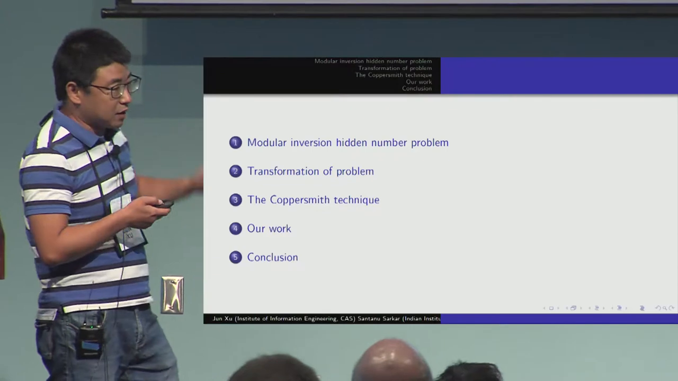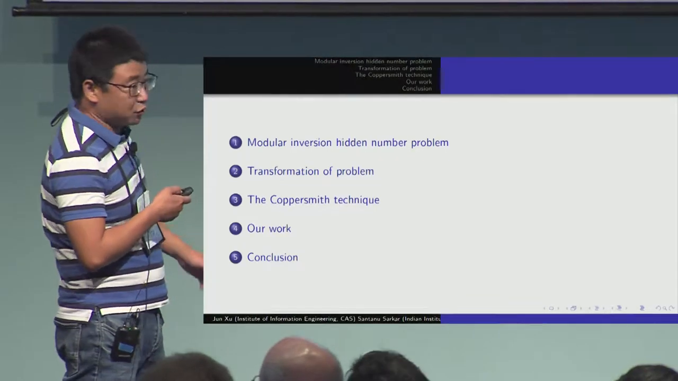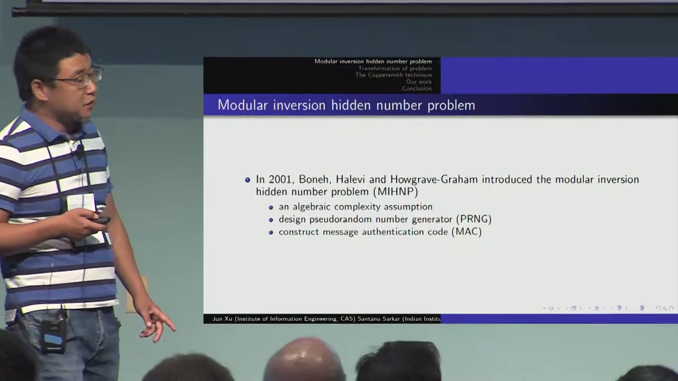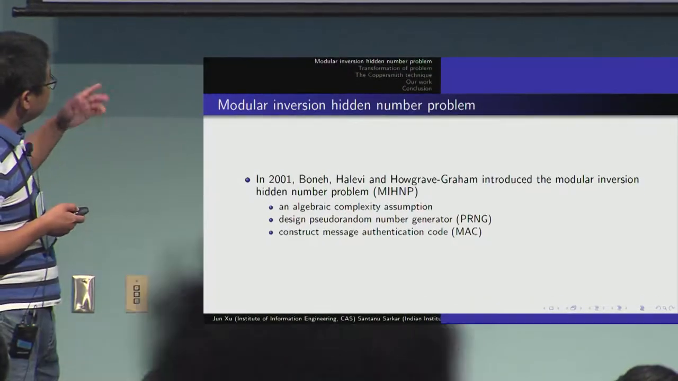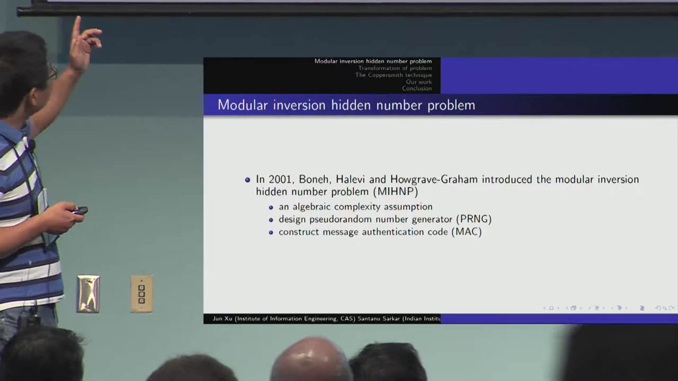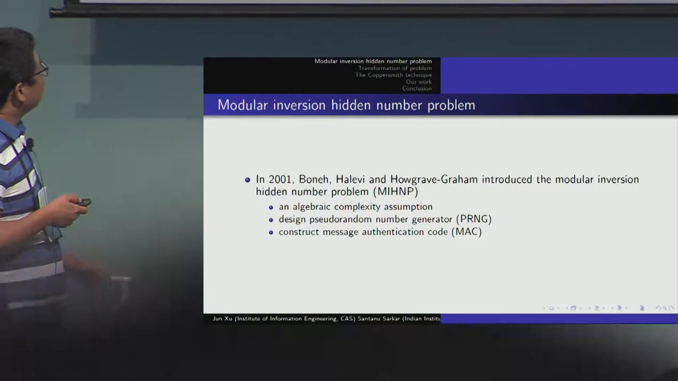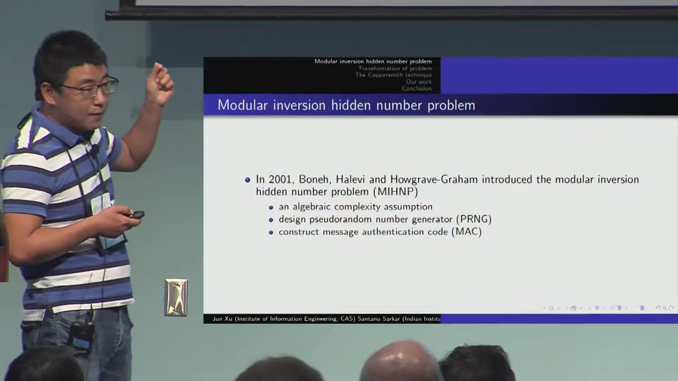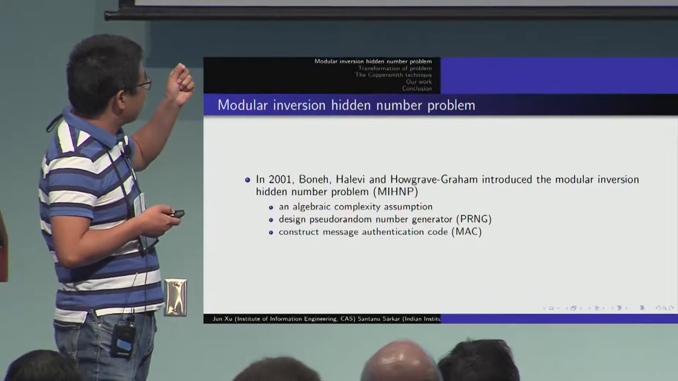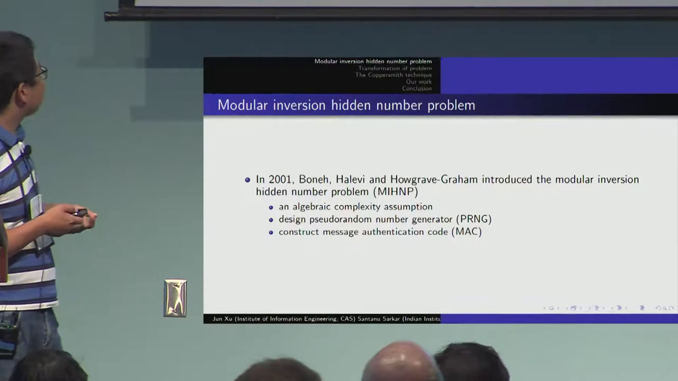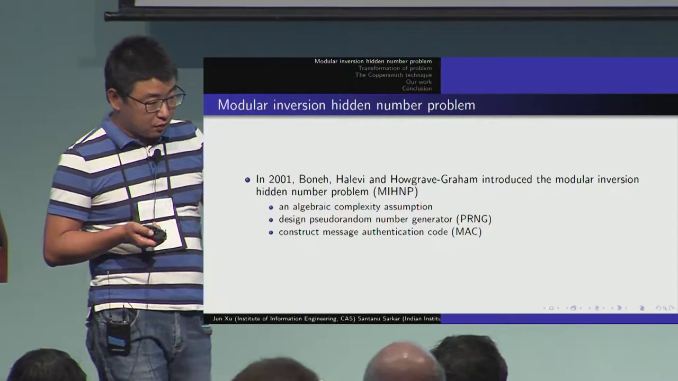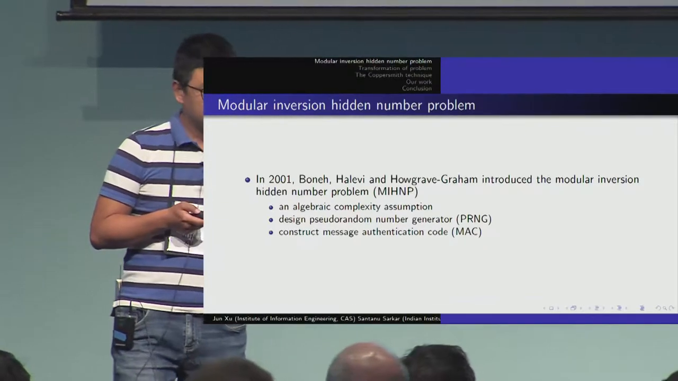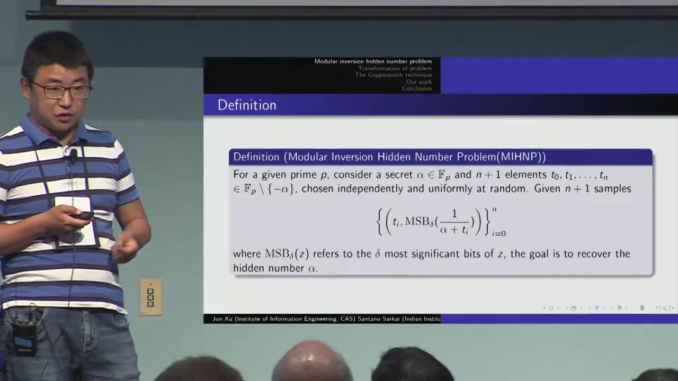The first part, I need to introduce the modular inversion hidden number problem. This problem was introduced in 2001 by Boneh, Halevi, and Howgrave-Graham. This is an algebraic complexity assumption in order to design the random number generator and MAC code. Next, I will introduce the definition.